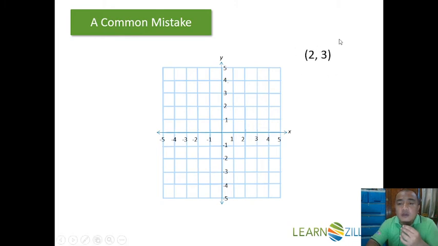Okay, 2, 3. We have here your coordinates, 2, 3. That's the wrong answer. This is the correct way to plot 2, 3: 2 units to the right and 3 units upward, and not 3 units to the right and 2 units upward. That's reversed. That is already 3, 2. Okay, that's a common mistake.